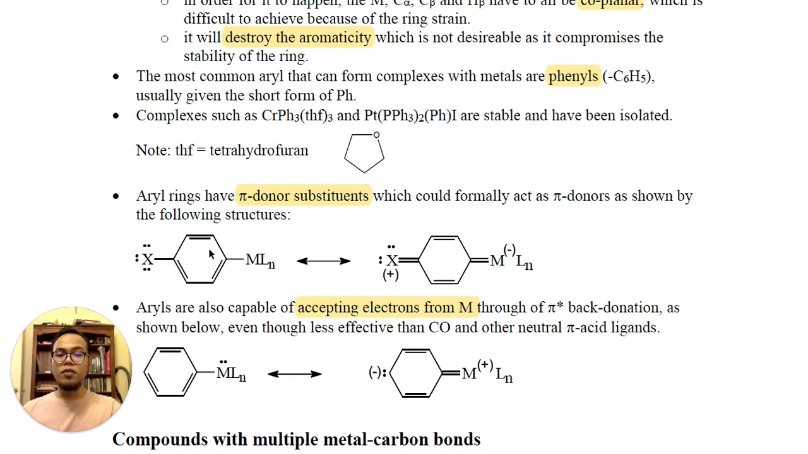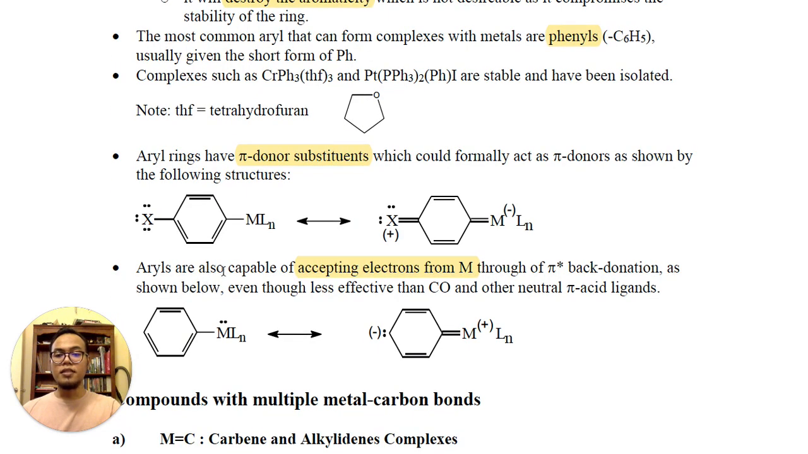We call it a pi donor substituent. So these pi donor substituents are able to donate electrons through the phenyl to the metal. Now your substituent will become slightly positive and your metal will become slightly negative. And pi back donation will be likely to happen. And the aryl is also capable of accepting electrons from the metal, definitely. So through pi back bonding, this is the basic formation of any metal complex.